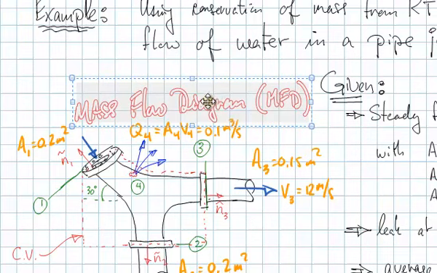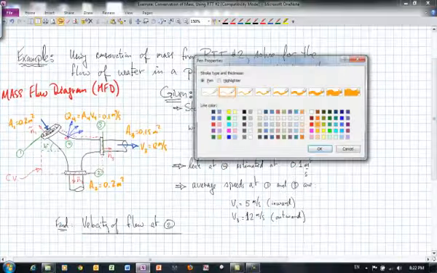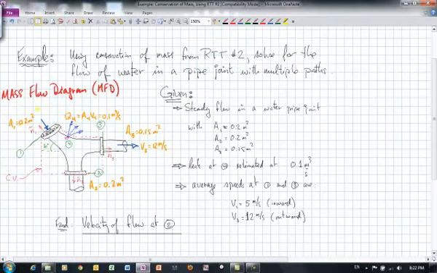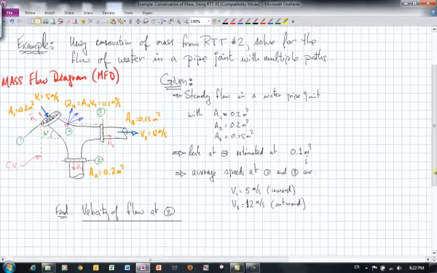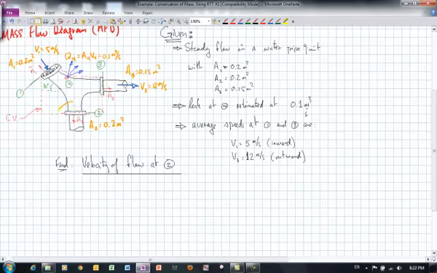Alright, there we go. Okay, V1 is equal to 5 meters per second. So we've got all the data that's given to us in a nice, clean mass flow diagram. And the question is, find the velocity of the flow at section 2. What is the flow coming out of section 2?